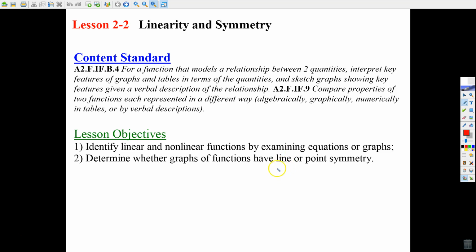Symmetry just means sameness. Is there line symmetry for a particular graph, or is there point symmetry, or maybe a particular graph doesn't have symmetry at all? So we're going to look at this idea of symmetry when it comes to graphs, and if there is symmetry, can we tell whether it's line or point symmetry?